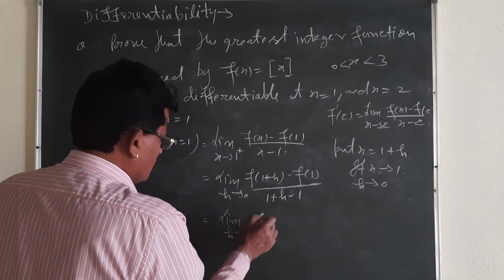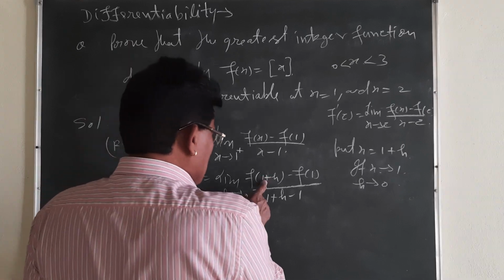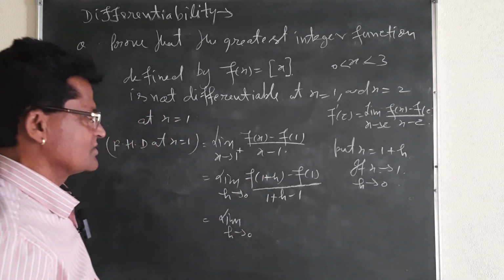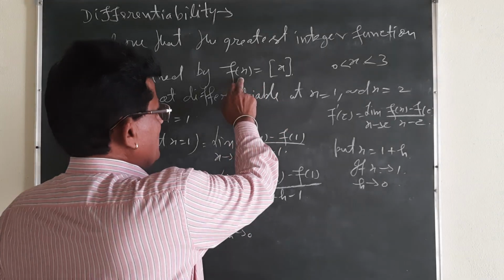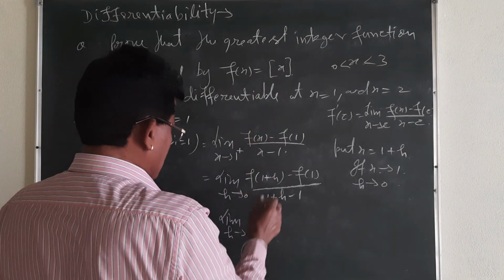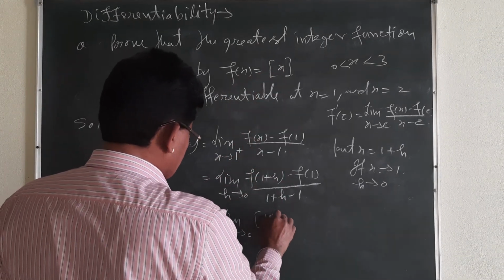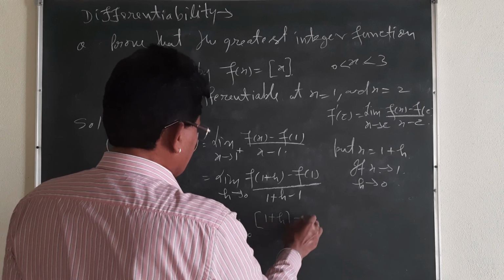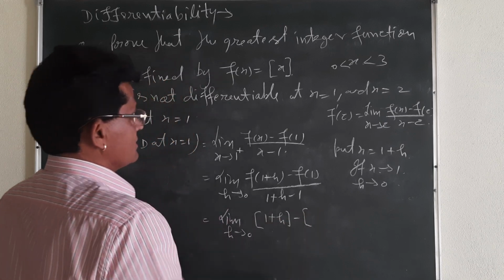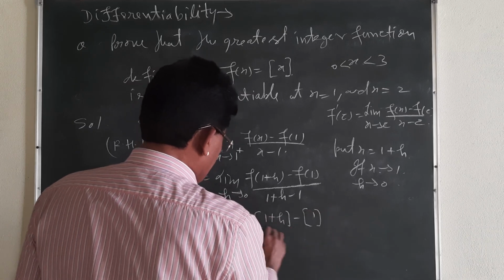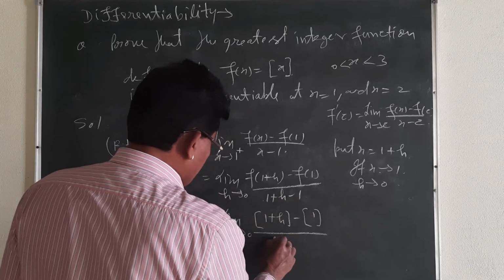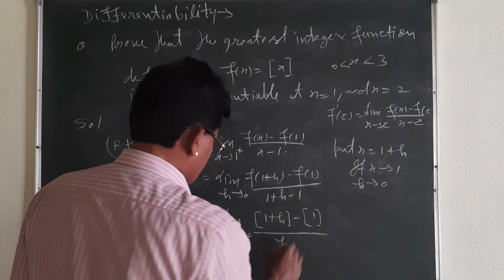Limit h tends to 0. In place of f(1 plus h), you write in place of x, 1 plus h. Here also you will write 1 plus h, 1 plus h minus 1. In place of x, you will write 1. 1 will be cancelled by 1, divided by h.